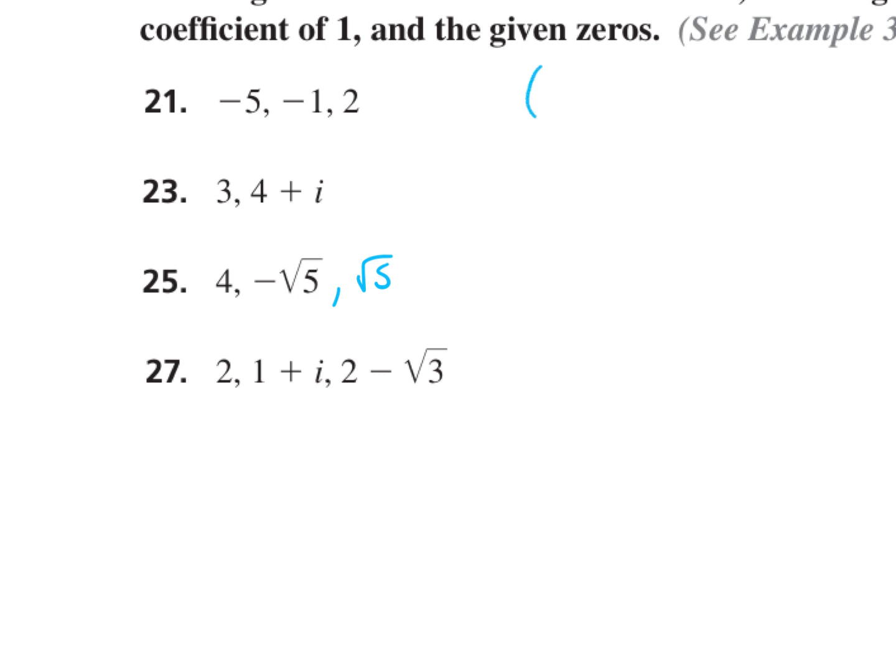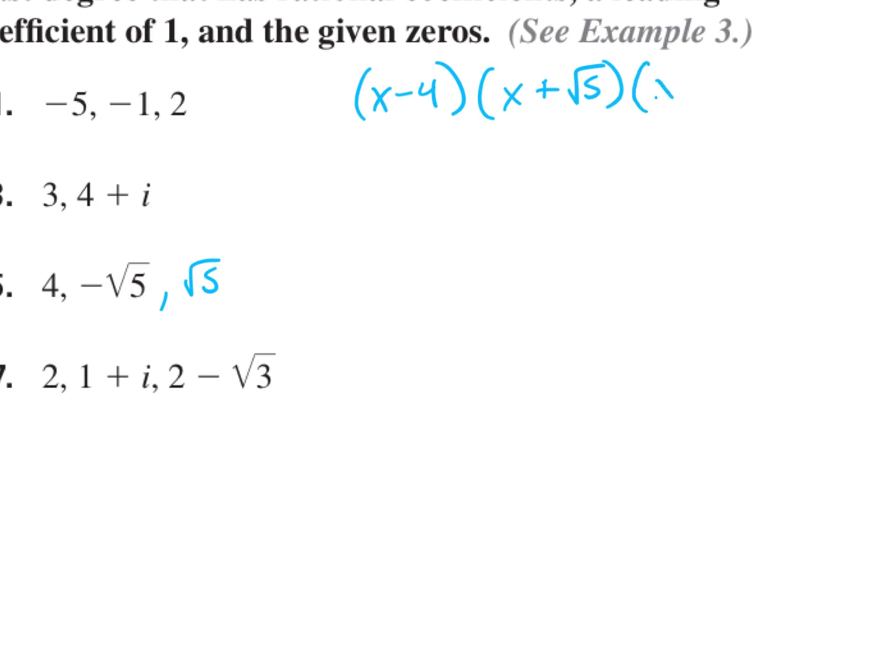So when I write this out in factored form, I would have x minus 4. What would come next? We could say, well, next we would have minus negative square root 5, so it would turn into plus square root 5, and x minus square root 5. Just as long as we have one of each. Because remember, it's always x minus the number.